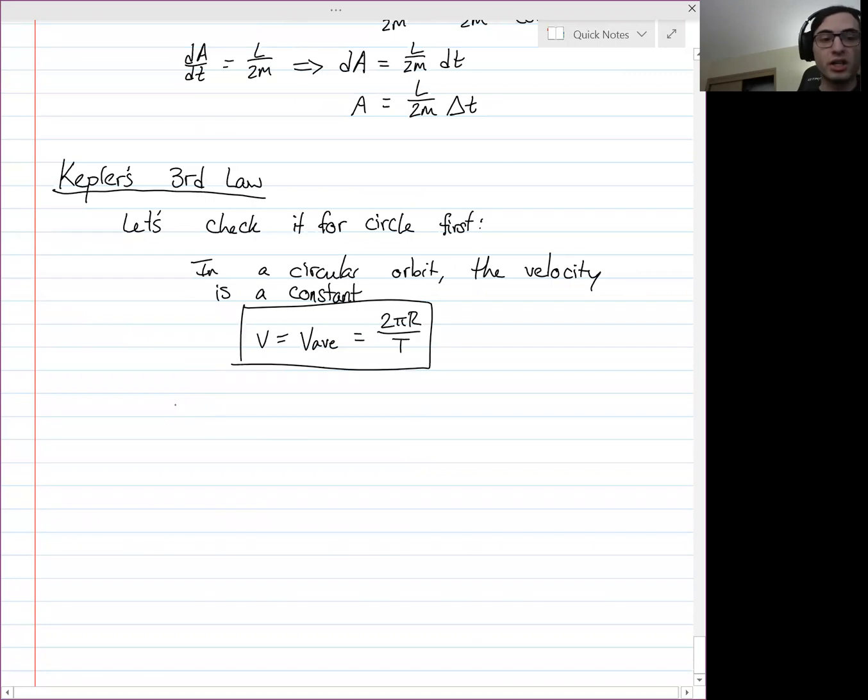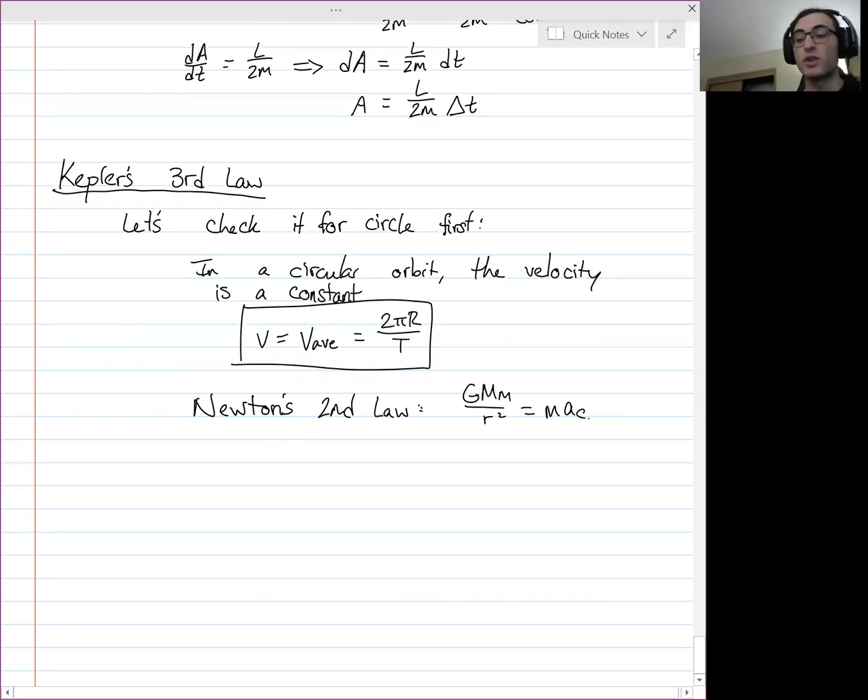Further, Newton's second law gives us the following. And centripetal acceleration gives us negative G capital M little m over r squared. This is equal to m, perhaps with a minus sign thrown in. Let's get rid of those signs. This is just m times the centripetal acceleration, right? All of the acceleration is towards the center of the orbit.